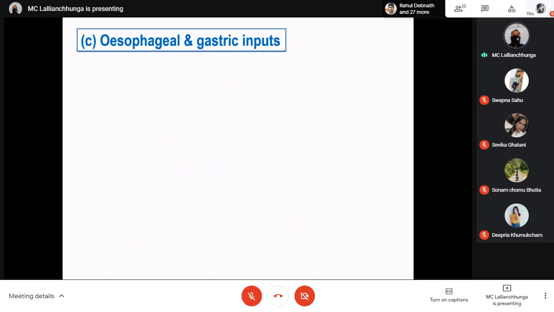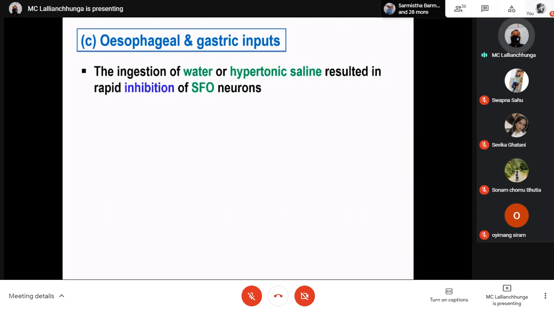The third one, after the pre-absorptive inputs, is the esophageal and gastric inputs. Till now, we have discussed only up to the pharynx. When the fluid reaches the pharynx, we know that thirst satiation is there. Now you actually drink water; it will pass through the esophagus and then reach the stomach. Then what will happen here?